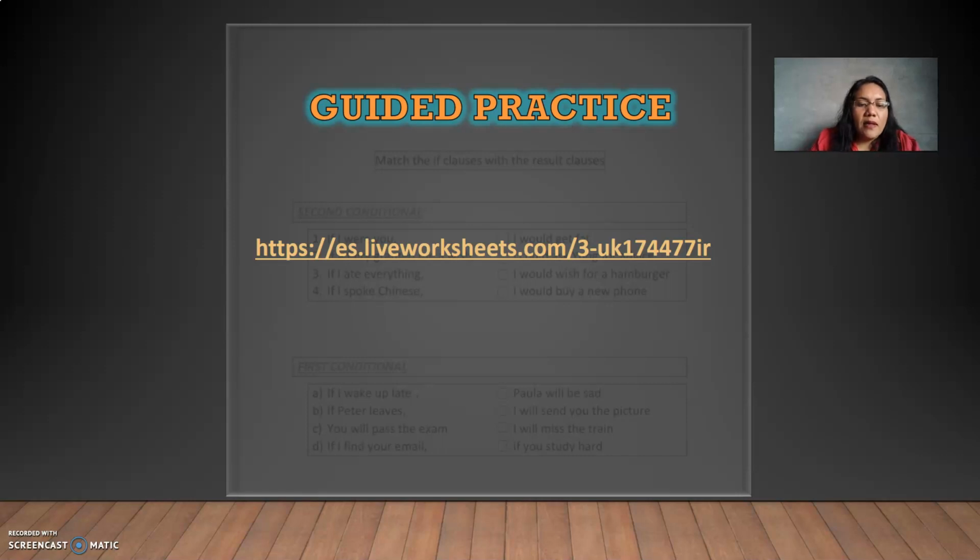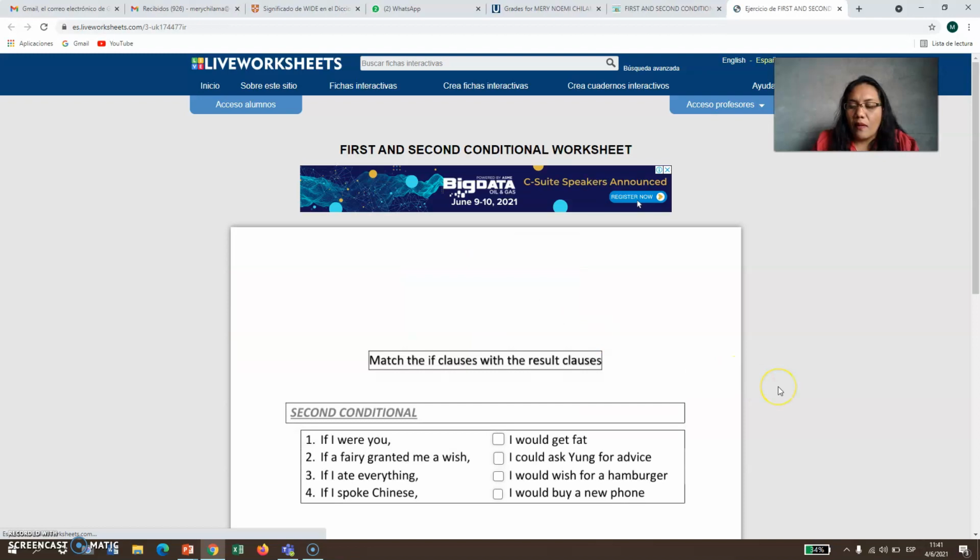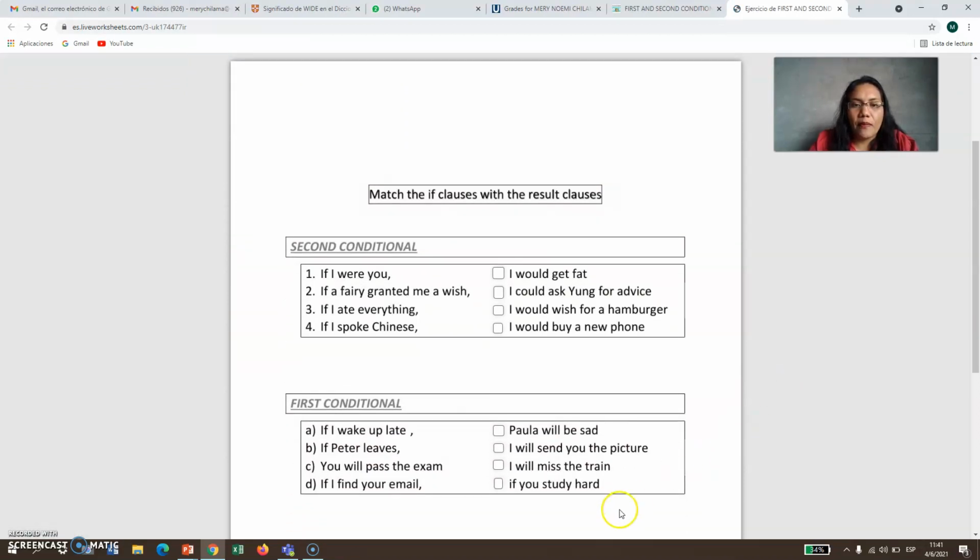Guided practice. The teacher will guide the students to perform the exercise after the topic explanation, review of the structure, and examples. Examples with the first conditional. The students match the if clause with the result clause. First conditional: You will pass the exam if you study hard. If I find your mail, I will send you the picture.